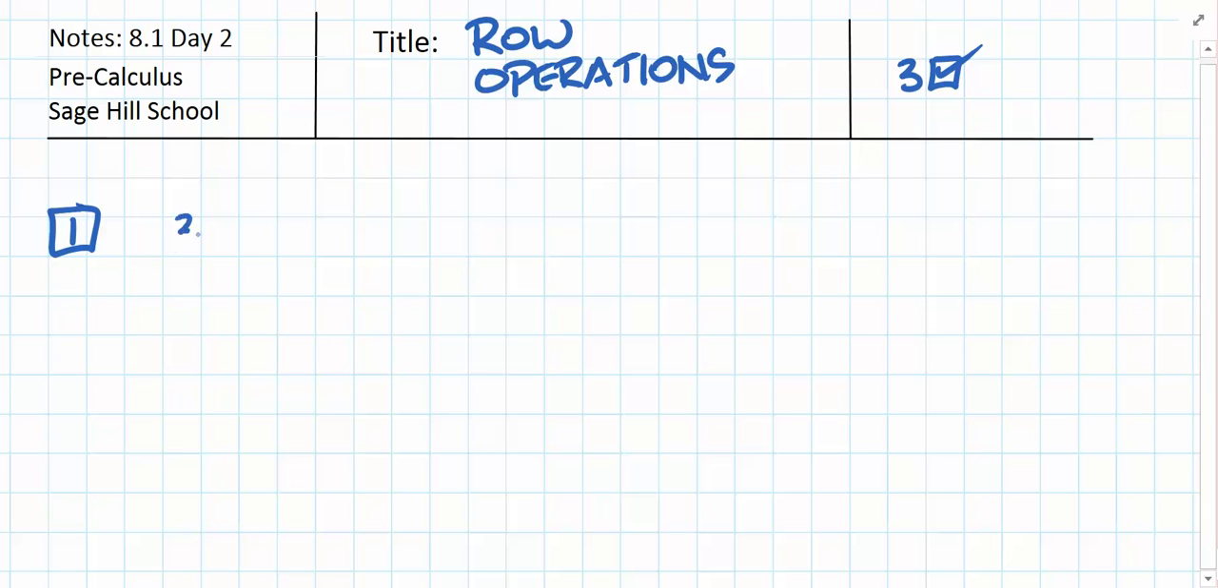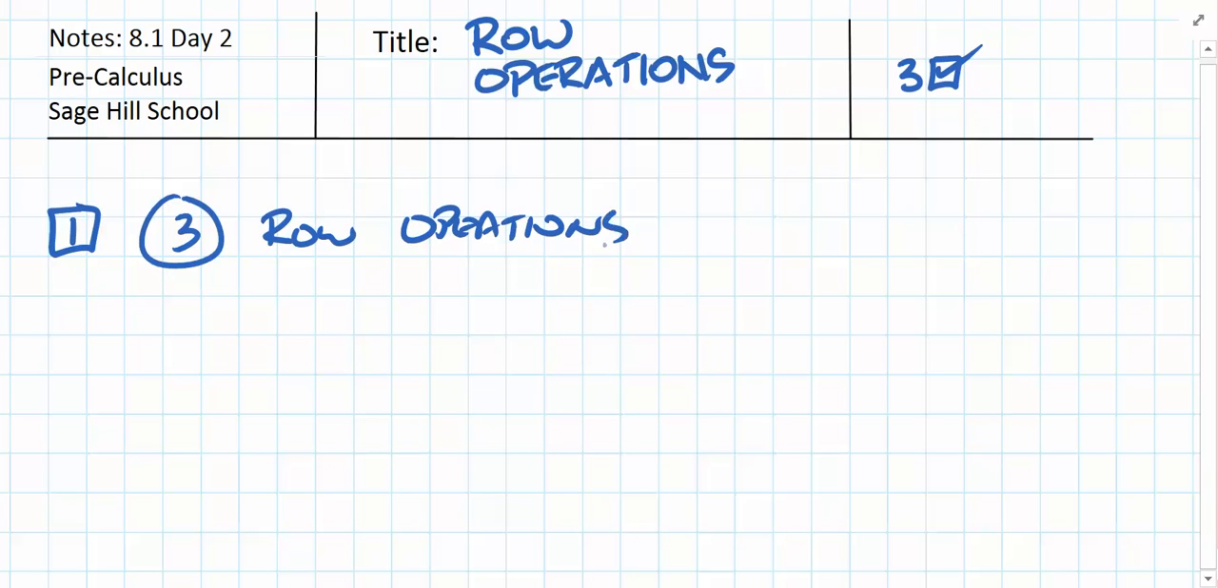There are three row operations. And these are operations. Oh, I forgot OPER. There we go. These operations can only be done to rows. Okay, I want to make that very, very clear. This is a row operation. This is not a column operation. We're not allowed to do things to columns. We can only do things to rows in matrices.